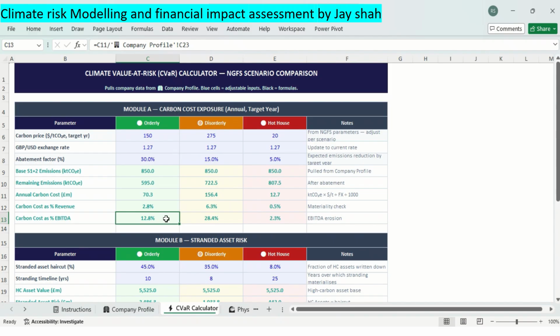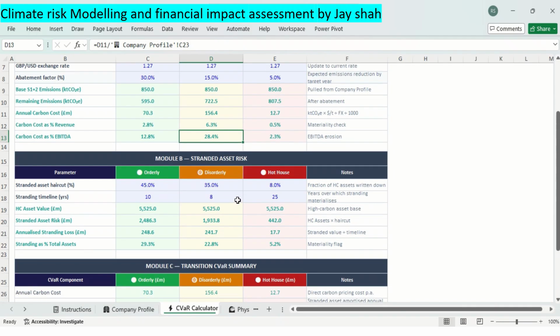carbon cost under a disorderly transition, and at that level, capital allocation, dividend sustainability and the credit rating are all going to be impacted. So that is very important to understand from a financial perspective. If you don't have any financial background, just try to understand my language, whatever I explain, and you can also go through the video whenever you have any doubt.